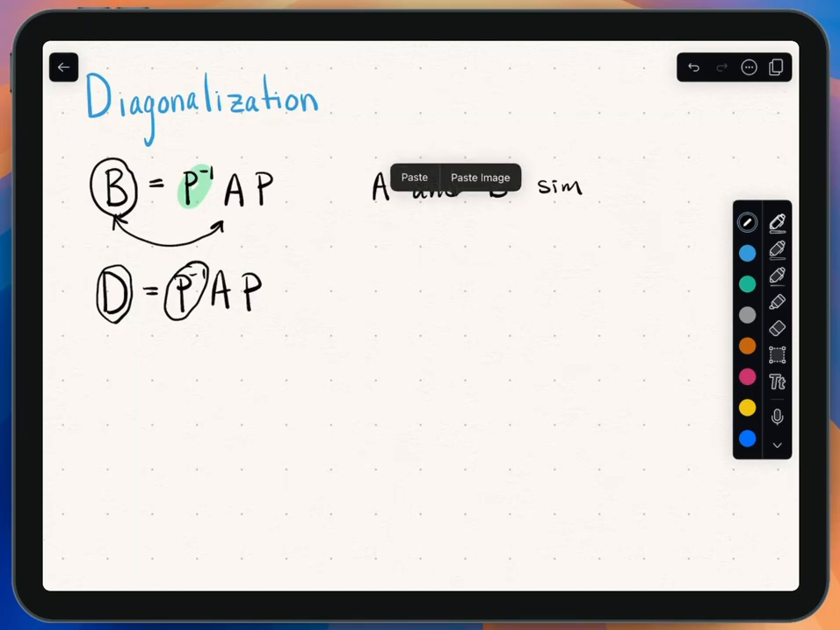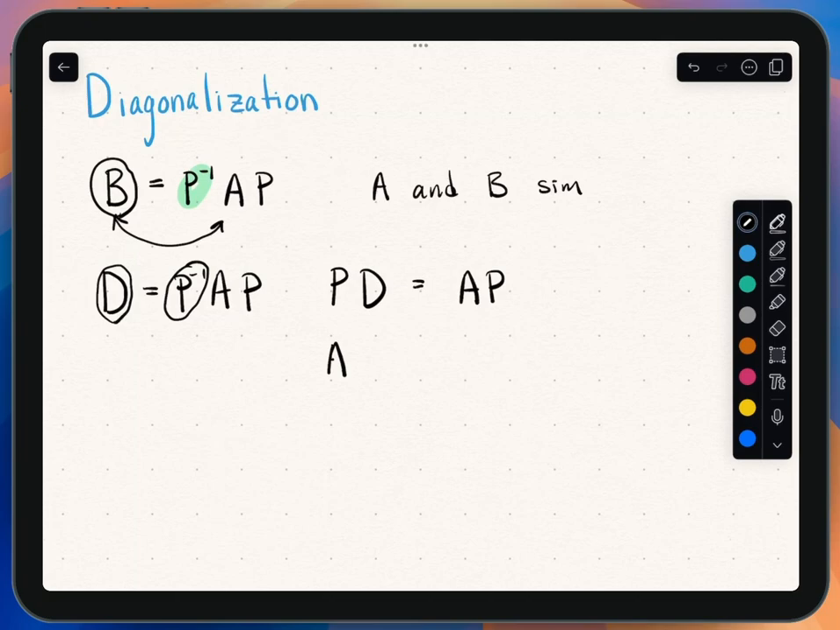And that's where the diagonalization comes from. And if we want to write it in another form, we can also multiply by P on the left. So we get PD is equal to AP. And then we multiply by P inverse on the right, so we can also say that A is equal to PDP inverse. But why are we even interested in this diagonalization in the first place?